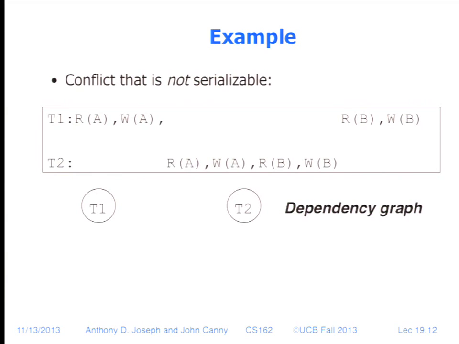So, we have a similar set of conflicts for the A's, and now what about the B's? Which way do the B arrows go? Yeah, they're going from T2 to T1. Sorry, there's the dependency arrow from T1 to T2 because of the ordering of the A constraints. Now, the operations on B from T2 have to come before the corresponding operations in T1, or we'd have an illegal swap to do.